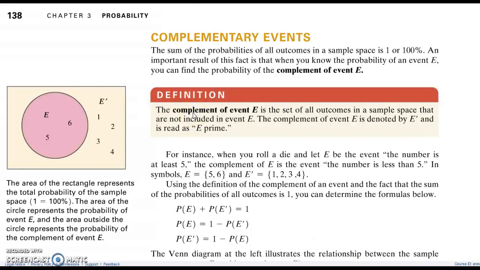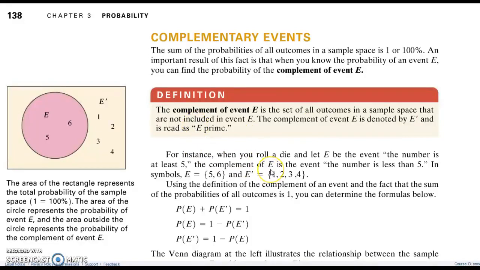And the complement of an event is all the outcomes from the sample space that aren't in the event you're looking at. So if we call the event E, we denote the complement with an E and then a tick mark. If we call the event A, we would do A and a tick mark. A tick mark means the complement. So it's read E prime means the complement.